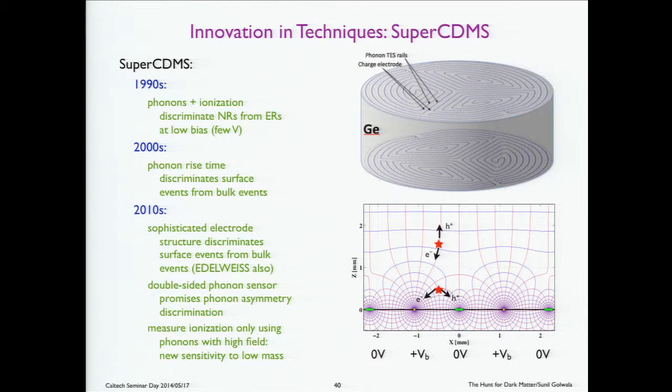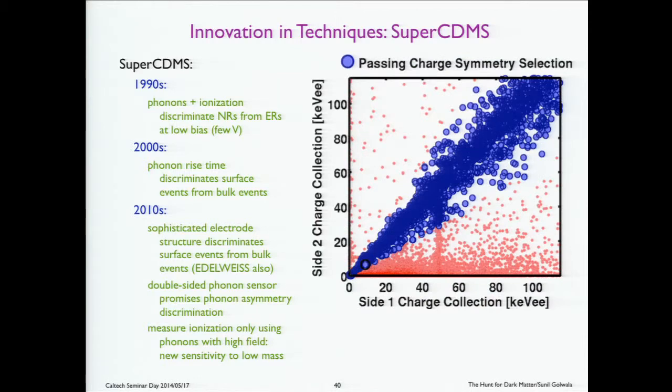They'll be consistent if we have electrons and holes in the bulk, but they won't be consistent if we have them near the surface. And that's what we see. This is comparing the side 2 charge collected to the side 1 charge collected. Here are bulk events, which could be WIMPs, in the center, and then these are the surface events, the ones that are occurring near the surfaces and we want to get rid of. So these are also nice ways to reject backgrounds.